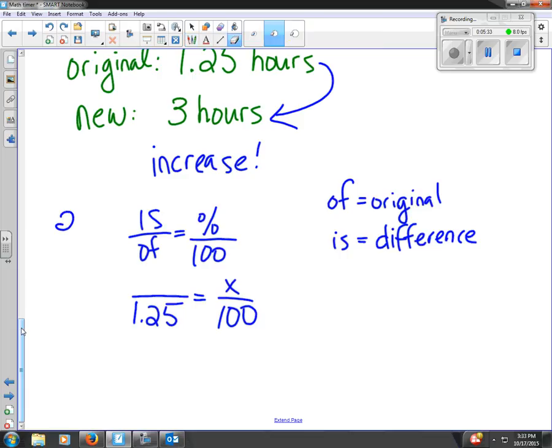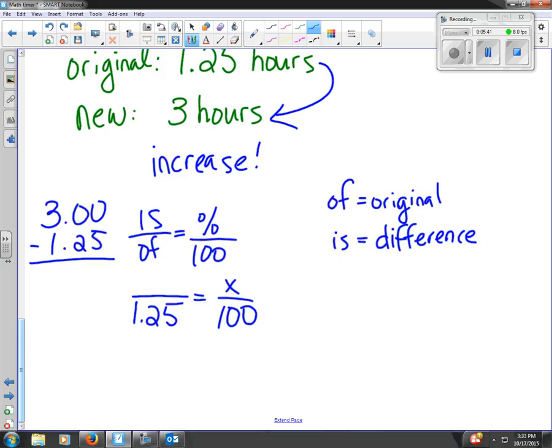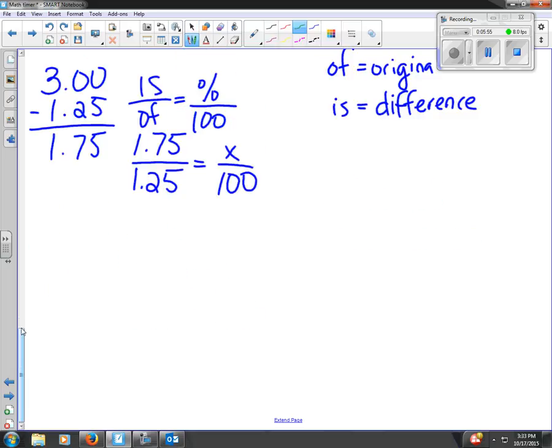Okay, now we're subtracting. This is where people don't really know what they're doing. You're going to get lost. We have 3 hours. You subtract 1.25. And when you subtract, you line up your decimals. If you don't, you will get the wrong answer. Okay, and we get 1.75. That's the difference. That goes in the is spot. And again, if you're not paying attention, you're going to get lost. And of course, the x is in the x spot because we're looking for percent.